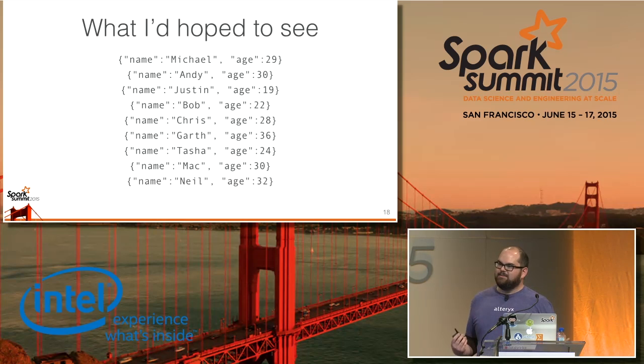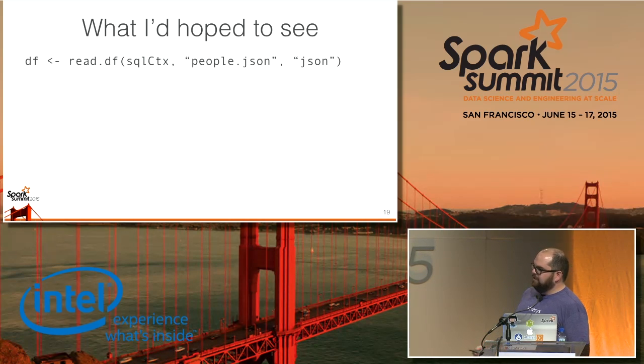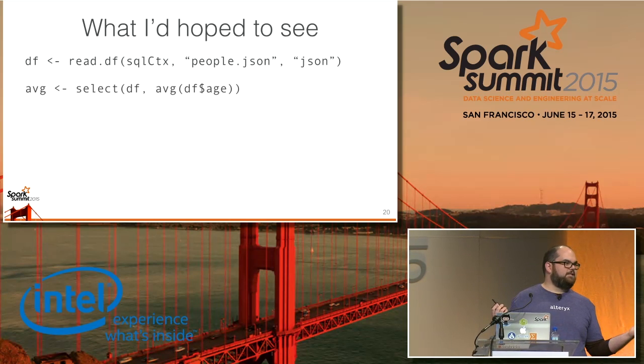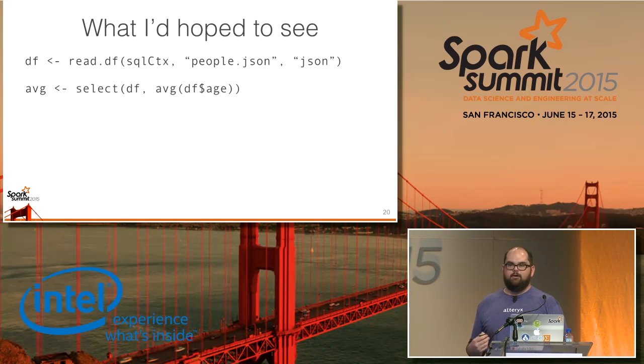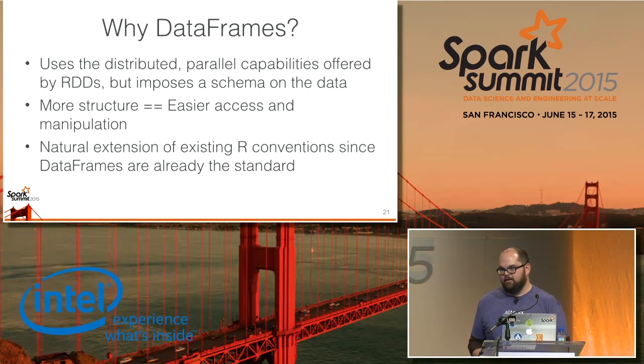So what I would have liked to see is I read in some structured data, and all I have to do is read it in. I can tell it it's JSON, it knows what to do, and it has some metadata already associated with it. And then I just have to do something that looks quite a bit like dplyr. I select it, I tell it which column I want to do and what I want to do to that column. And it turns out that that's exactly what you'll be able to do once you get into SparkR.